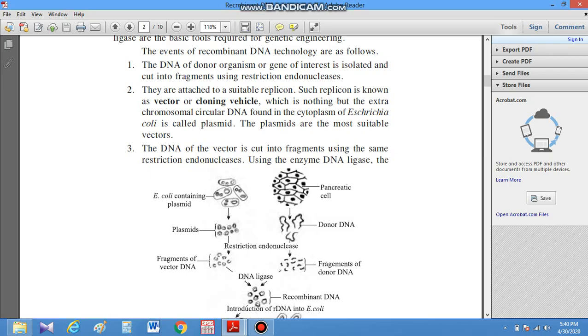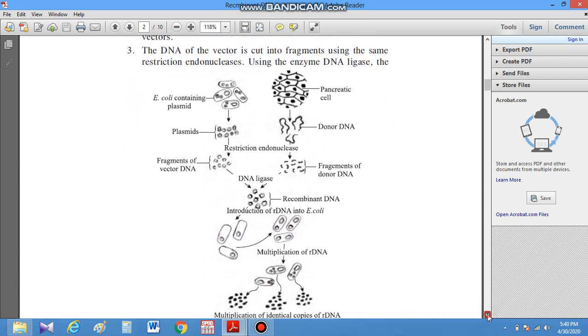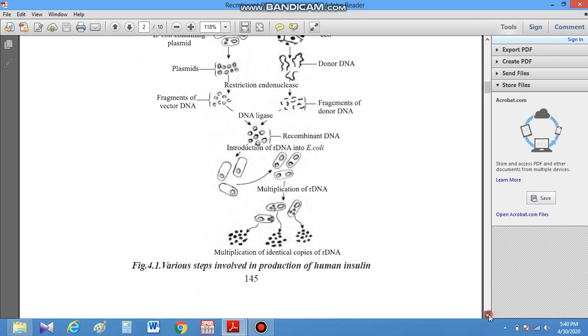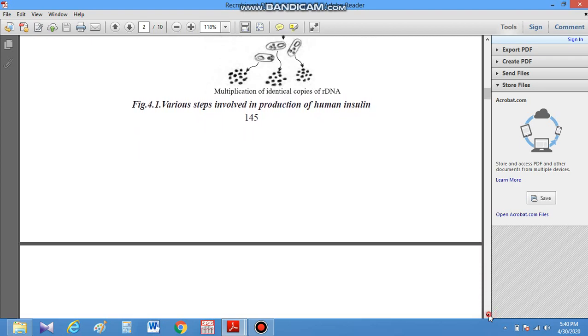Both are ligated with the help of DNA ligating enzyme, and recombinant DNA is produced, which is again introduced into a bacterial cell, and when the bacterial cell multiplies, the recombinant DNA also multiplies. In this way we receive multiple identical copies of recombinant DNA, which can be used in recombinant DNA technology or genetic engineering.